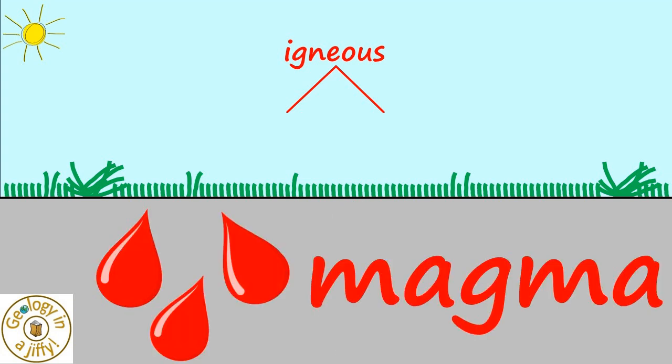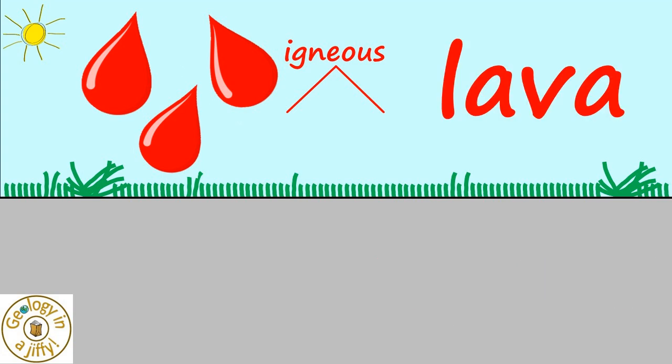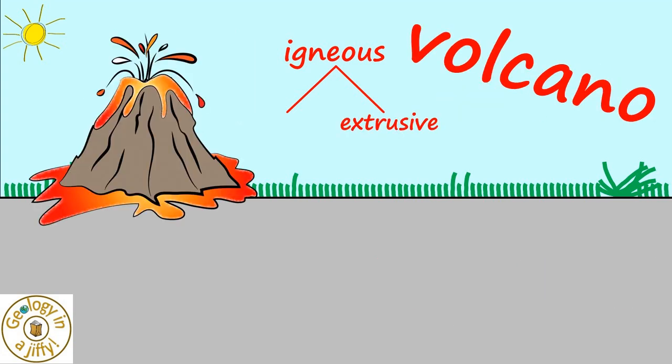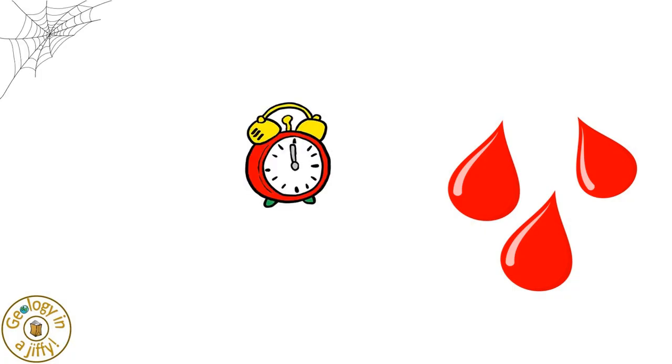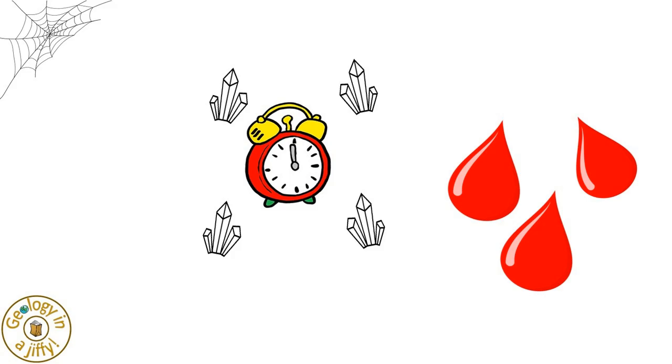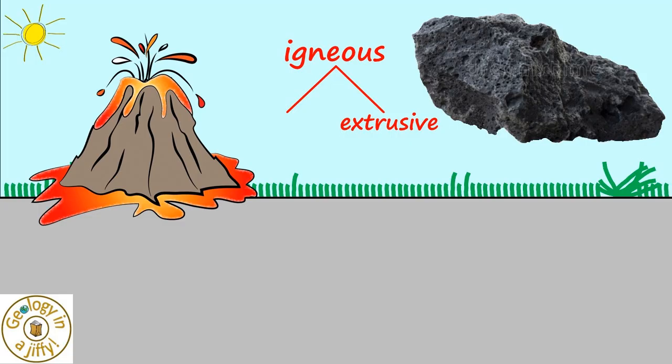Alternatively, instead of being underground, if the magma breaks the surface, it is known as lava, making it an extrusive igneous rock, leaving the ground at a volcano, the lava cooling much more quickly, so being composed of smaller sized crystals, with basalt as a common example.